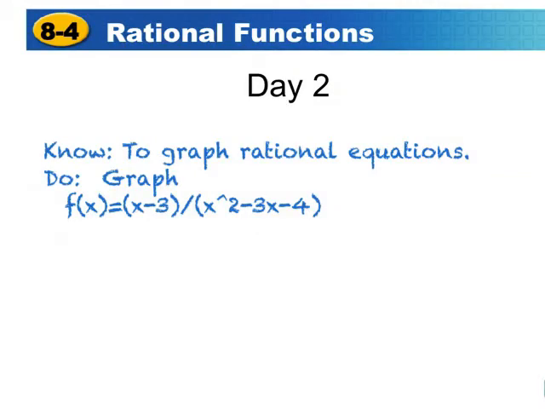Today we are going to spend a second day graphing rational equations, and by the end of today you'll be able to graph a rational equation that looks like the one you see here, where f of x is equal to (x - 3) over (x squared - 3x - 4).